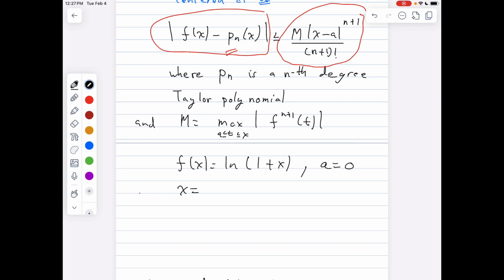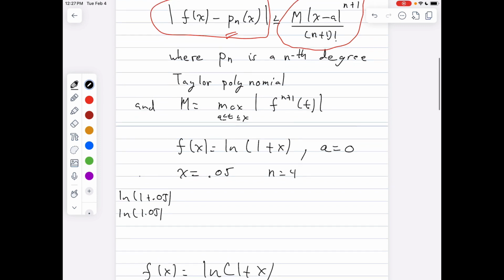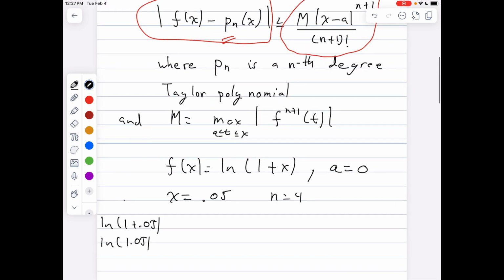A couple things that we're going to need. We're going to need our x here, which is 0.05, because if you plug in 0.05 for x, you get 1.05 on the inside, and the ln of 1.05 is what we're trying to approximate. And n equals 4 here because it's the fourth degree Taylor polynomial. So essentially we'd be plugging things into that formula. The only thing we're missing is what M is. Now, to find M, you need to find at least 5 derivatives. Why? Because M is the maximum value of the (n+1)th derivative. So n is 4, then n plus 1 is 5.